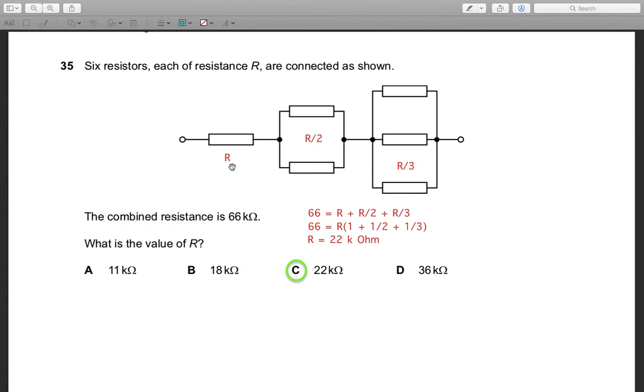So this is R. This is combined with R, and for the parallel we get R divided by 2. And this is parallel of R, so we get the combination of this circuit equals R divided by 3. So this is series: 66 equals R plus R divided by 2 plus R divided by 3, and so on, and we get R equals 22 kilo ohms. Yes, the correct answer is C.